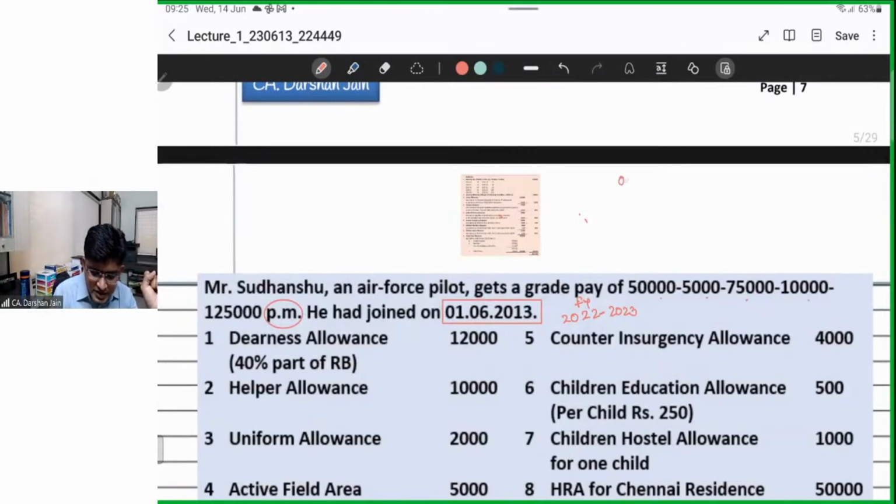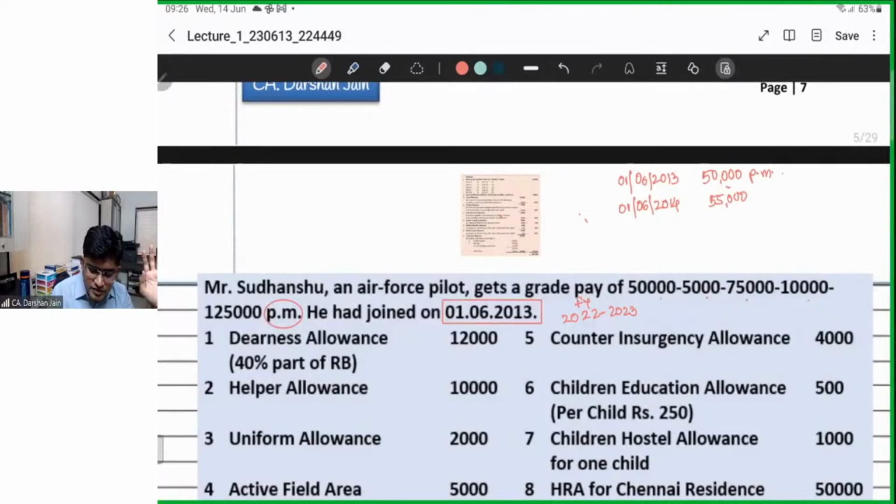On 1st of June 2013, he was employed for 50,000 rupees per month. Now, at the time of employment itself, both the employer and he agreed on a 5,000 rupees hike every year. So on 1st June 2013, his salary was 50,000. On 1st June 2014, his salary would become 55,000. There would be a hike of 5,000 rupees.